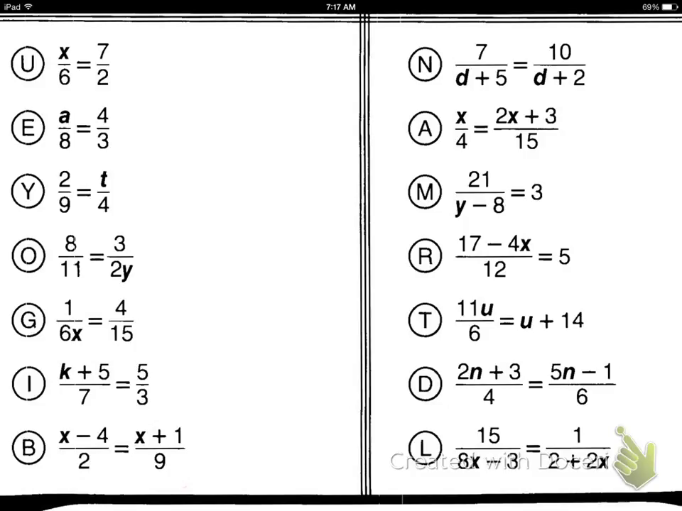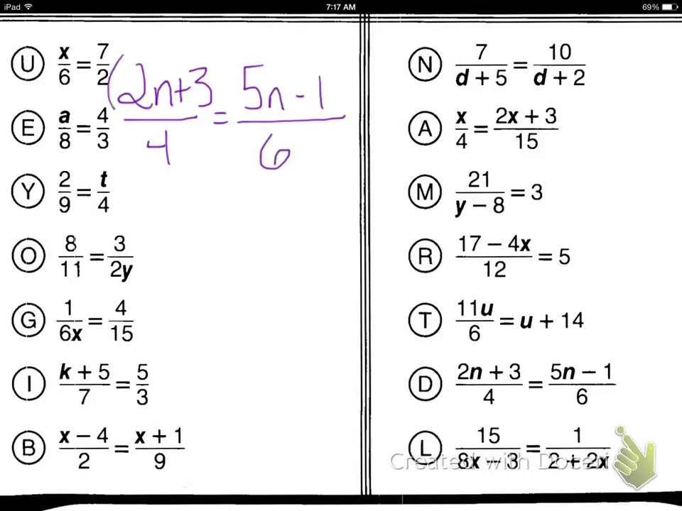Okay, I've got 2n plus 3 over 4 equal to 5n minus 1 over 6. Now, I'm going to put my parentheses around my quantities like I told you. Always do. Should do it on the original. And I'm double checking right now just to make sure I copied it right. And I did. So I'll do my cross products. 6 times 2n plus 3 and 4 times 5n minus 1.